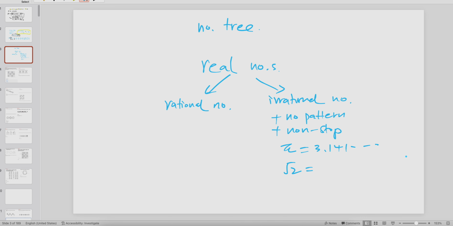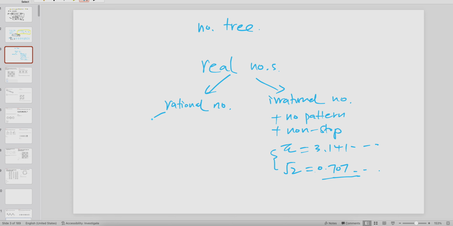Square root 2, you can press it on the calculator. So 0.770. So can you see? No pattern, non-stop. So these are two examples of irrational numbers. So the rest, they are all rational numbers.